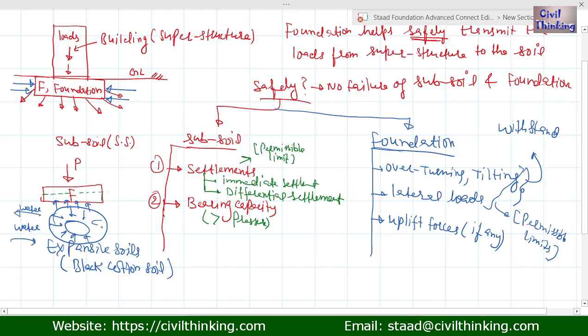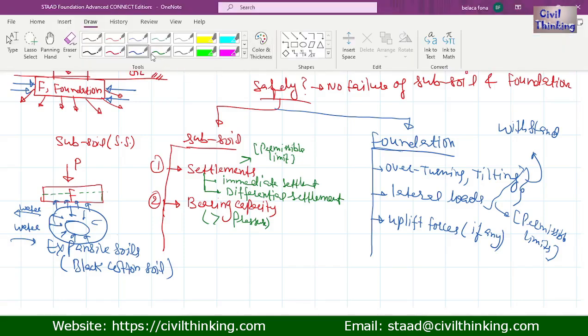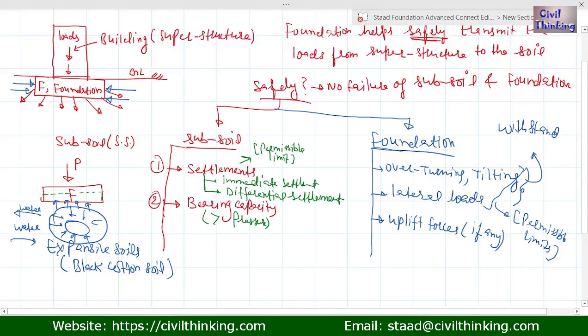Now this was all about foundation and subsoil, right? We see the settlements in the subsoil, we see the bearing capacity of the subsoil, so they are all geotechnical things.